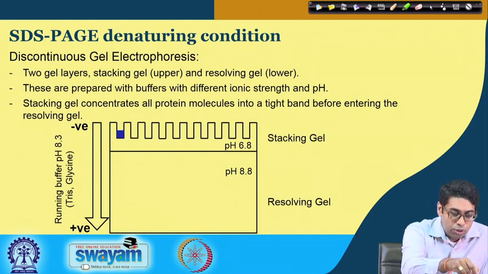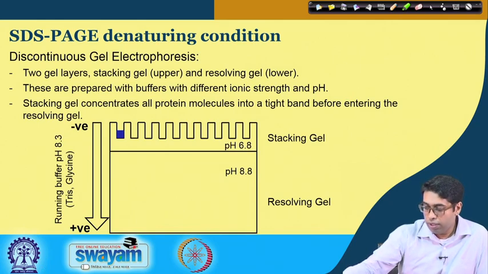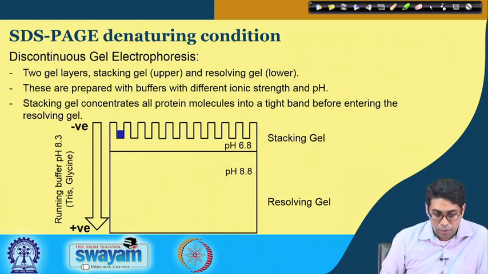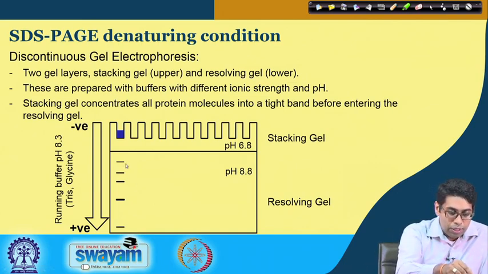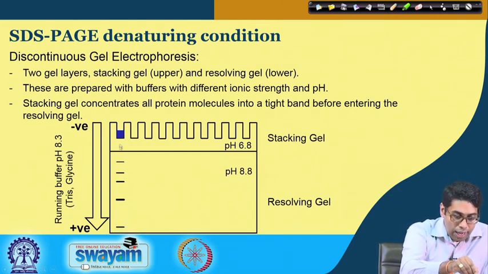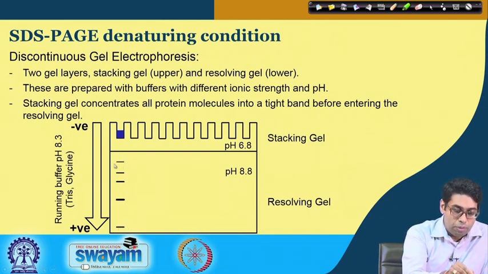So, it is important to get all these molecules in a very small tight region before they enter the resolving gel, and that is the function of a stacking gel. That is why it is called a stacking gel. So, once we run the gel, this is exactly what we would see. If this particular sample has a mixture of these 5 proteins, then these 5 proteins will separate out in that lane according to their molecular weight. The smaller one will be at the bottom and the largest one will be at the top.